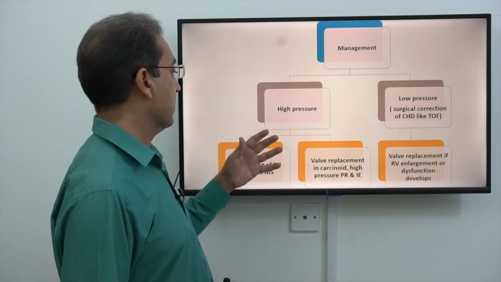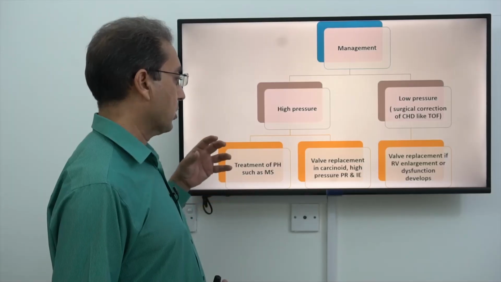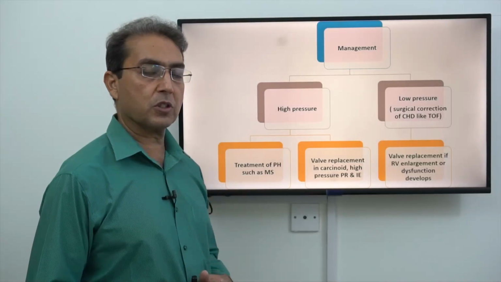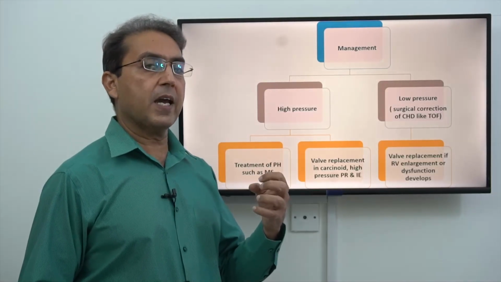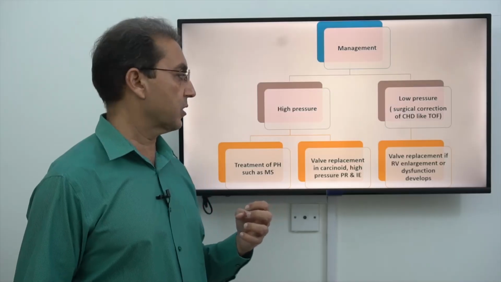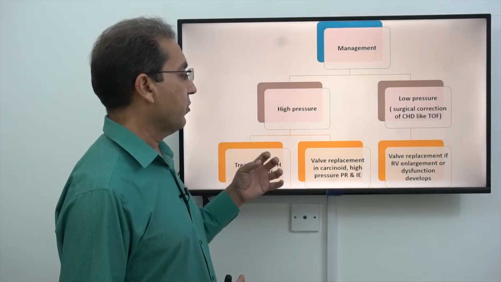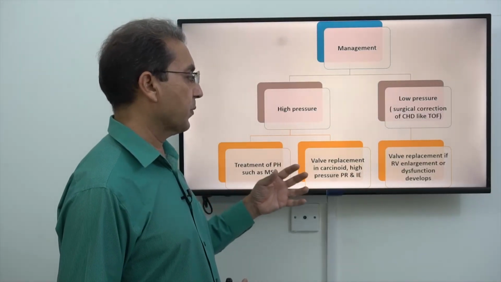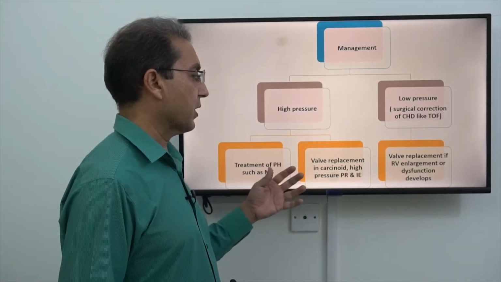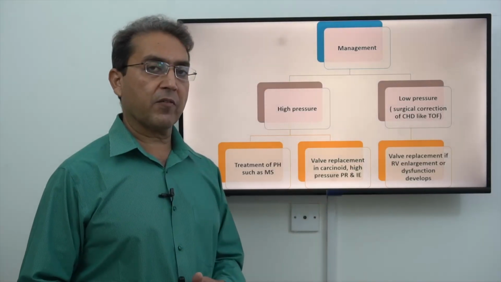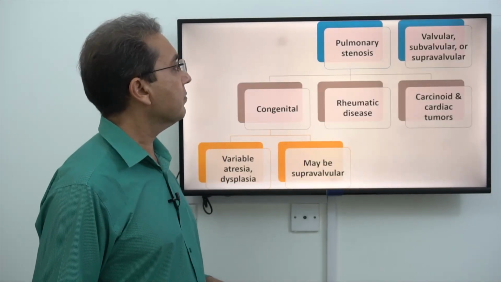For high pressure pulmonary regurgitation, one should treat the possible cause. In most cases, it may be mitral stenosis. So if we correct the mitral stenosis, the pulmonary pressure starts decreasing and pulmonary regurgitation also starts decreasing. If the patient has high pressure, then we can go for valve replacement, particularly in carcinoid syndrome. The patient has high pulmonary artery pressure and there is infective endocarditis. So in these conditions, we can go for a valve replacement.